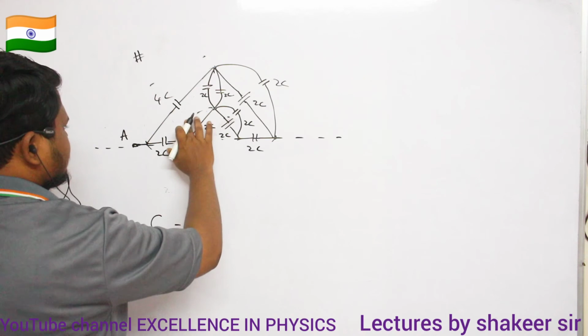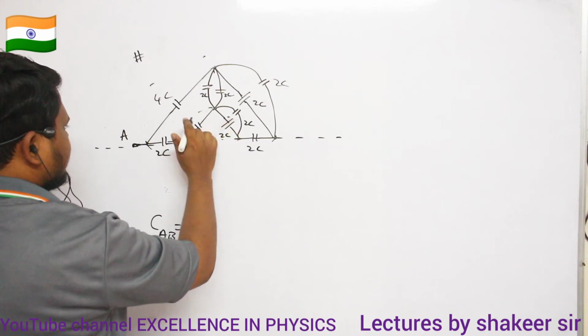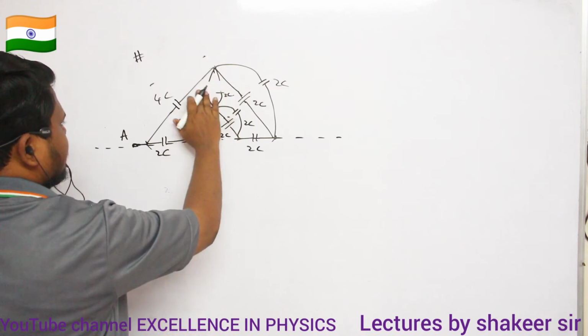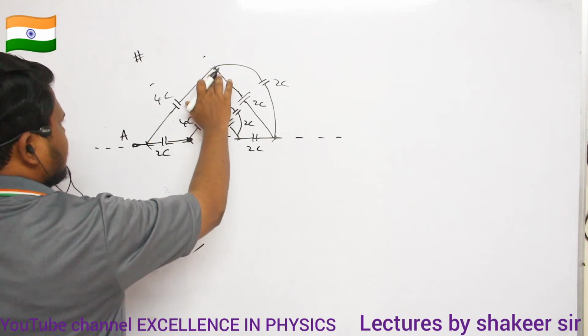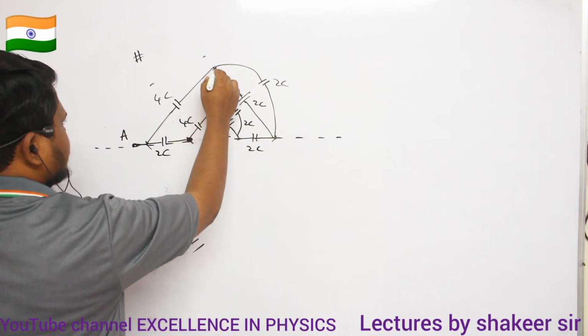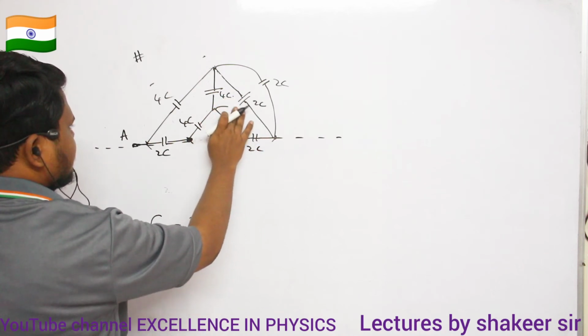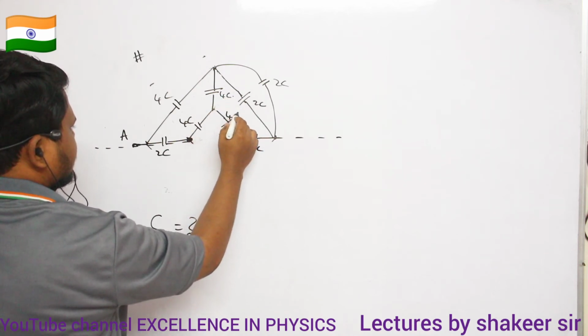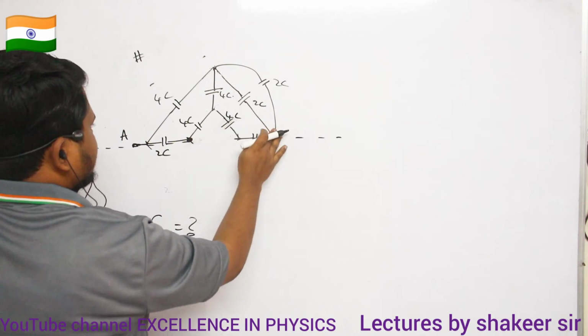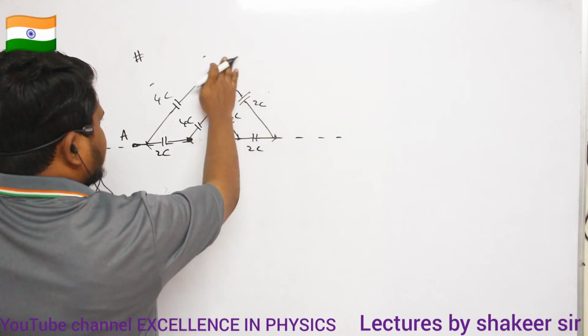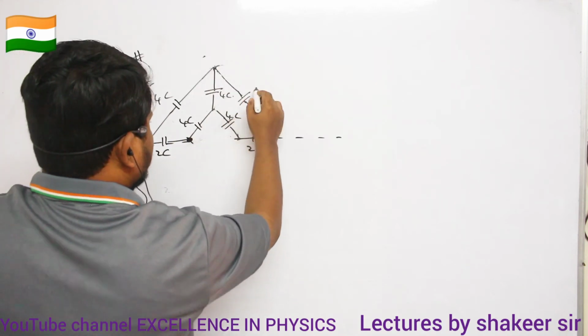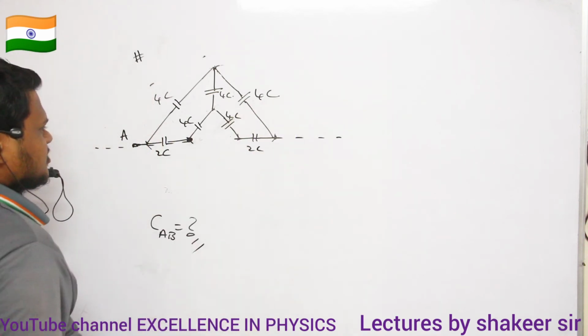Similarly, here you can remove this 2C capacitor, and instead of 2C, it will become 4C. Similarly, you can remove these 2C capacitors, and you can write only one capacitor whose capacitance is 4C. Clear? Similarly, you can remove this capacitor and this becomes 4C. Now you can remove this capacitor, and instead of this a single capacitor will become 4C. Clear, no? Now this is the arrangement which I got.